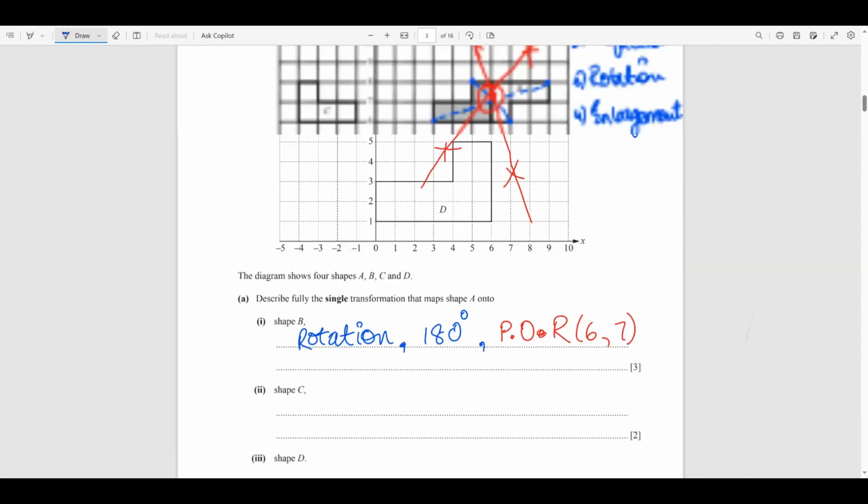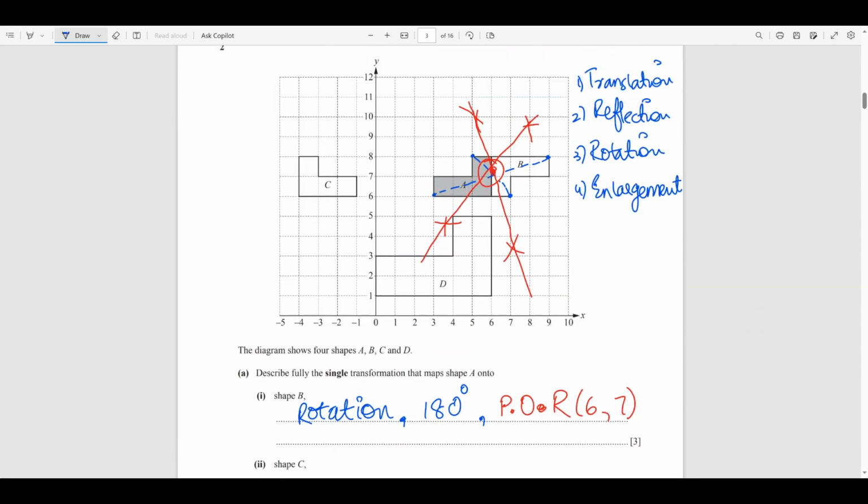Shape C, from A to C. Okay, so from A to C we've already noticed that it's reflection. And if you want to see the line of reflection, you can connect two corresponding points and then find the midpoint of the two corresponding points. Here it's so obvious that it's going to be this line only, right? That's how we do it.